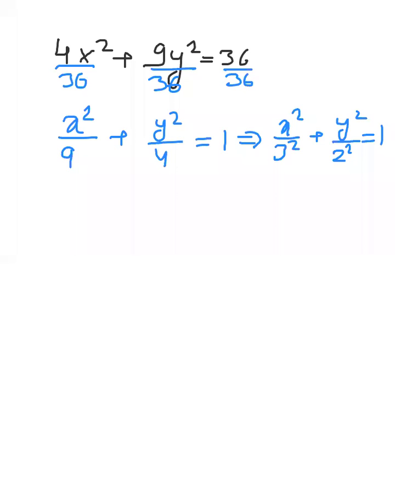Now it comes to finding the different things. The first thing will be the center. The center will be 0, 0, at the origin. After the center, the length of the minor axis.